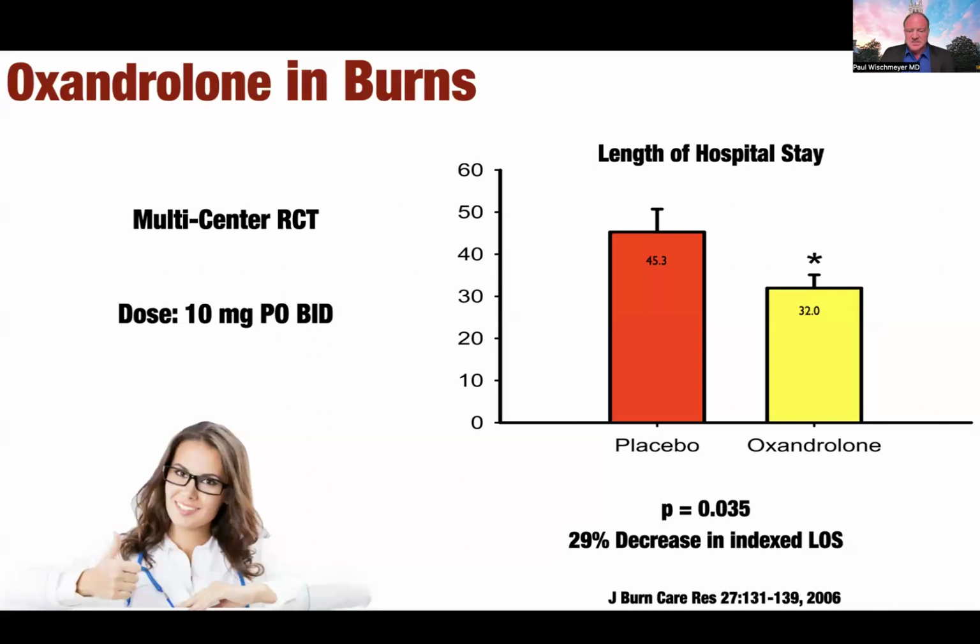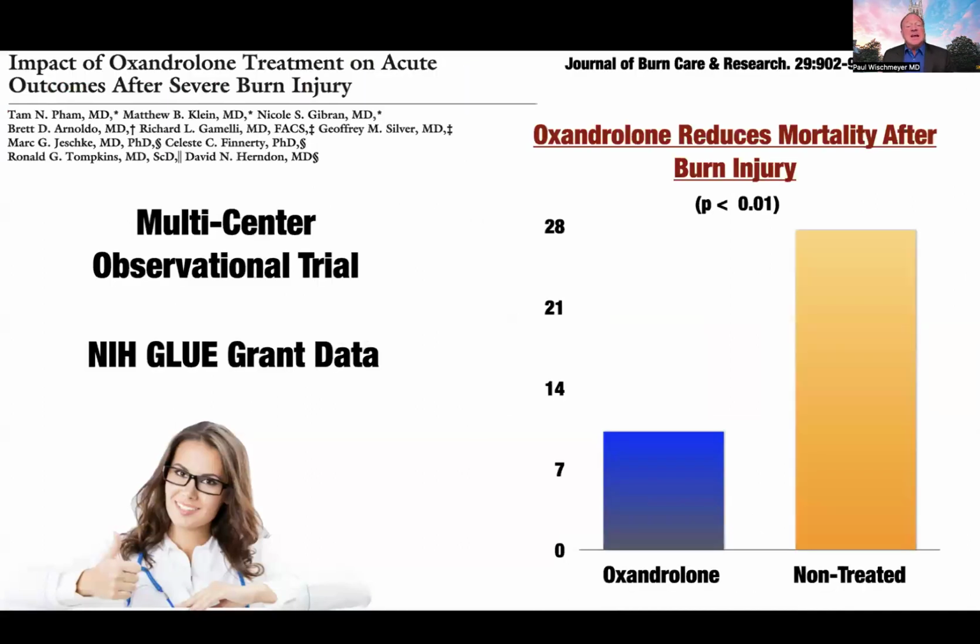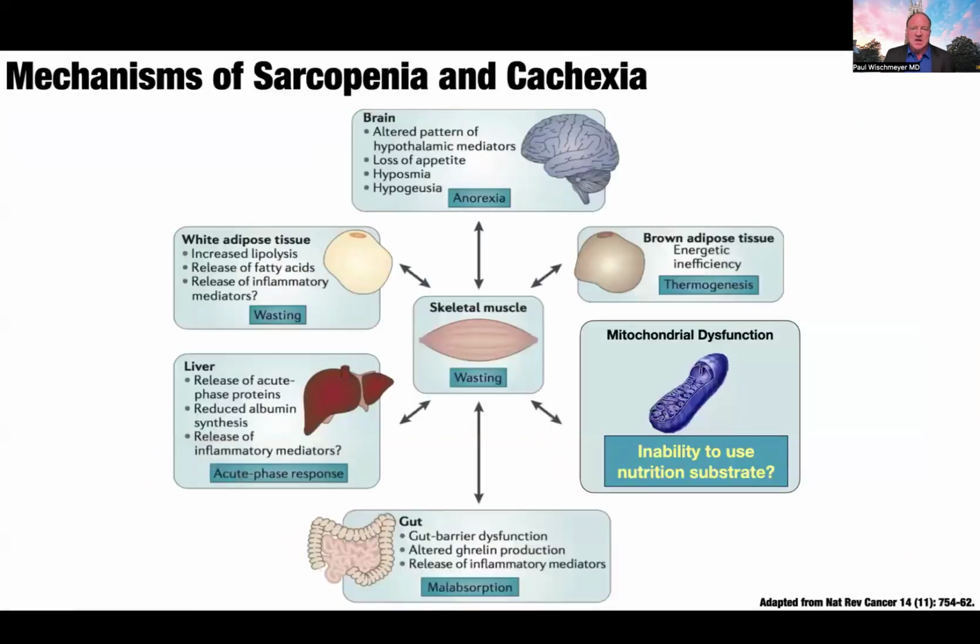When I visited burn units in South Africa and in poor countries in India, they all use this. So this is a very cheap drug, and it's used around the world. In fact, the NIH did a large trial looking at the effects of oxandrolone on death after burn injury, and there was a marked reduction, about a 4-fold, 3-fold reduction in death from using oxandrolone. So the data for that in this setting is potent.